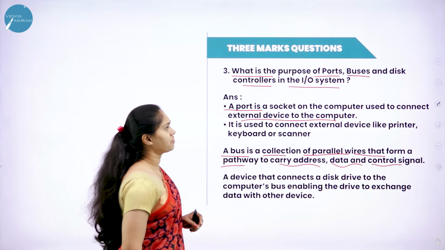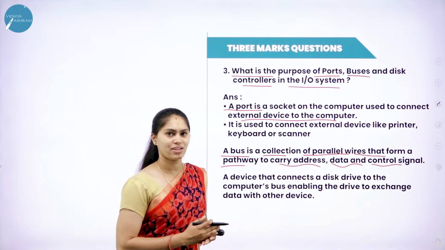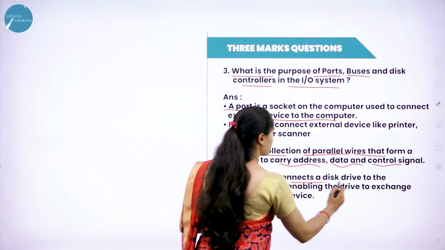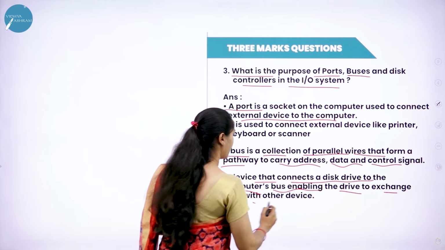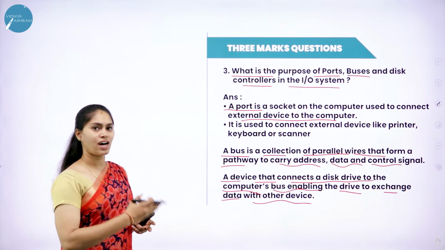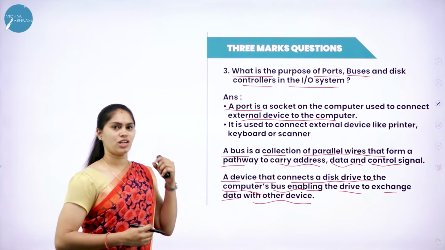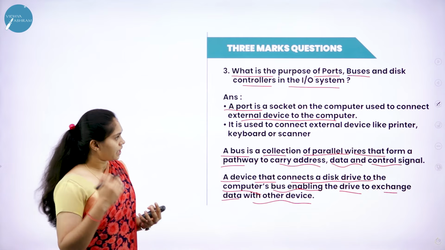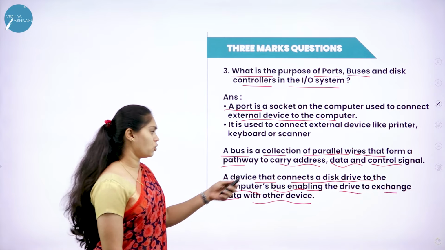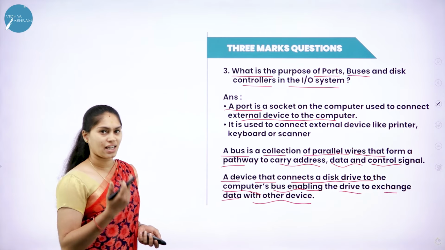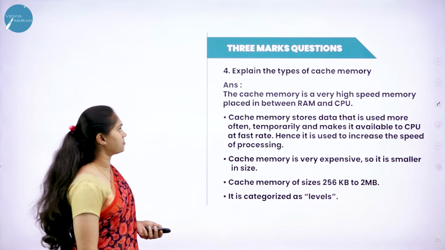Next, what is the use of having a disk controller? We have a hard disk controller, floppy disk controller. Then what is the use of having this? Mainly it is a device that connects a disk drive to the computer's bus, enabling the drive to exchange data with other devices. So we have a hard disk, floppy disk, where I can store the data. If I want to communicate with other devices, or send and receive data from other devices, then we must have this disk controller. This will connect the disk drive to the computer bus. With the help of the bus, I can carry the address, data as well as the control signals.